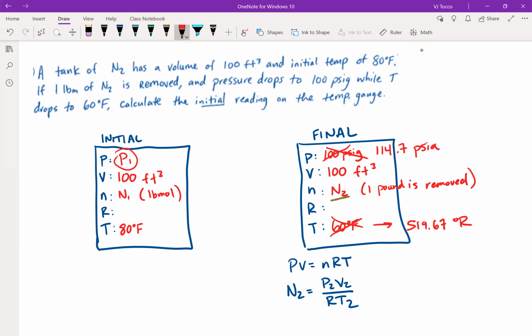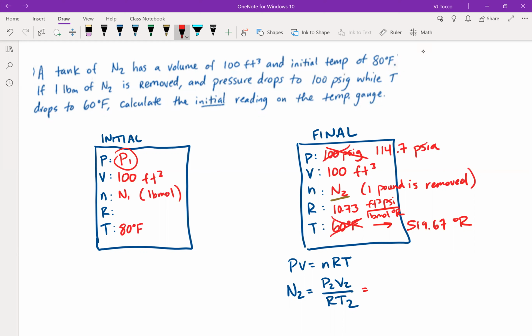The last thing I need is to look up the value of my gas constant. So in any table of the gas constants, this one's also a fairly common one that you should be able to find. It's 10.73 in cubic feet PSI per pound mole degree Rankine. So this is the same thing as 8.314, but this is just in the English unit system.